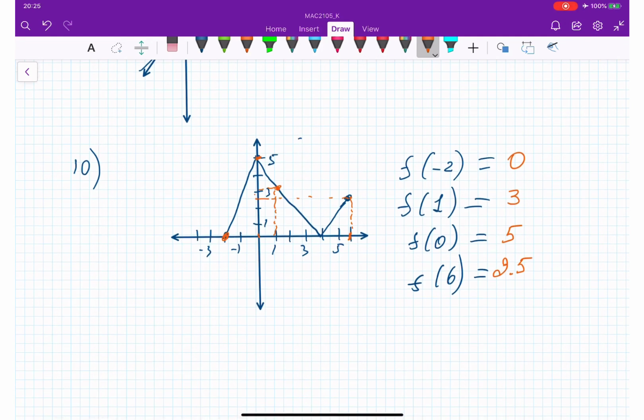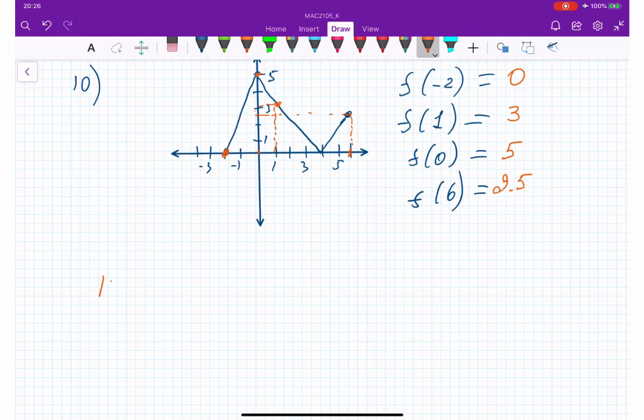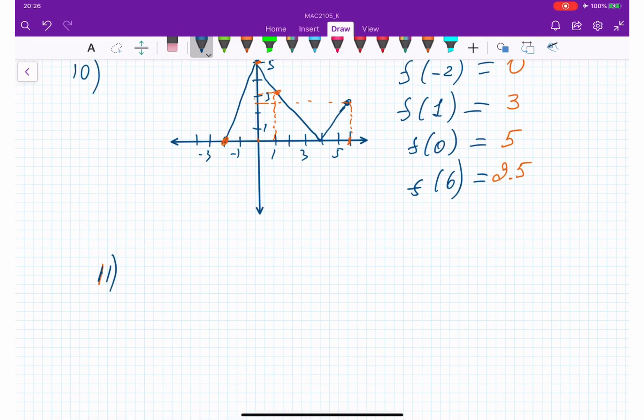Okay, that's all. Question number 11. Okay, let's see what we have, what we need to do. We are given a graph. Let me draw this graph.